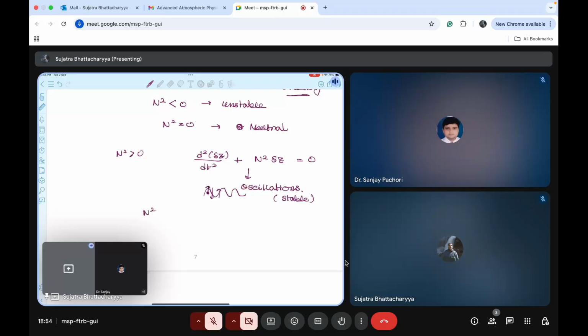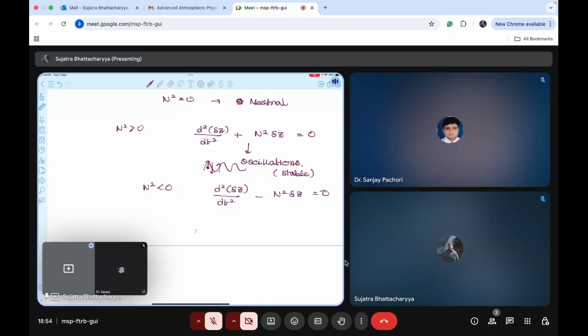But if n square is less than 0, you will get something like this. This gives you exponential growth and exponential decay. So growth is what is unstable.